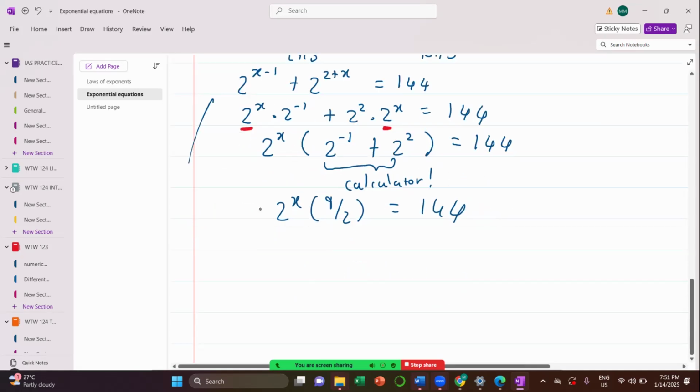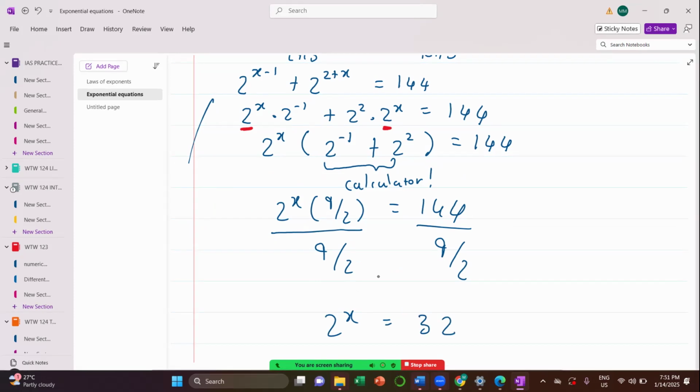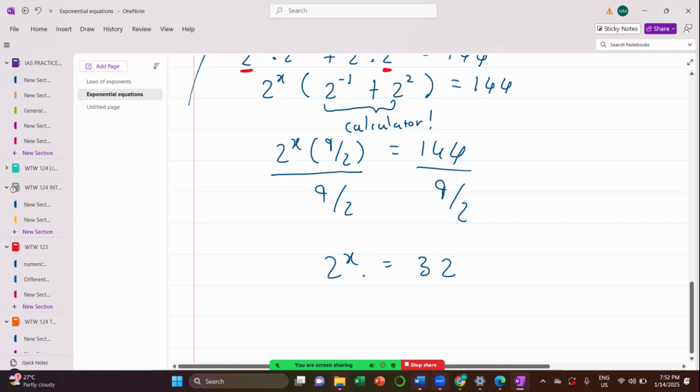We are now going to divide both sides by what? By 9 over 2. So I'm going to have 2 to the exponent of x equal to 144 divided by 9 over 2. It's just simply going to give me what? 32. Right? So this is what we have.